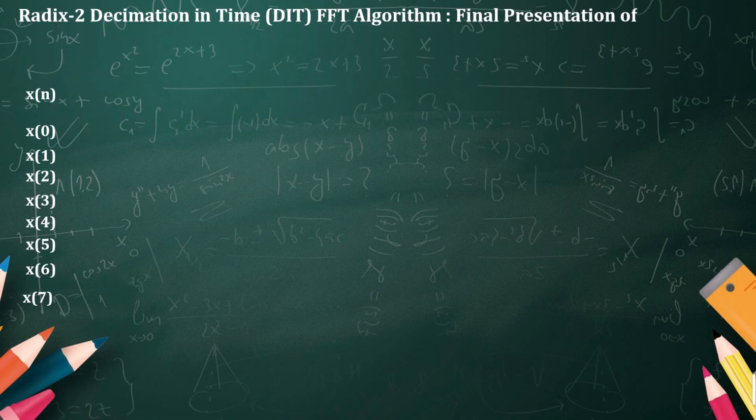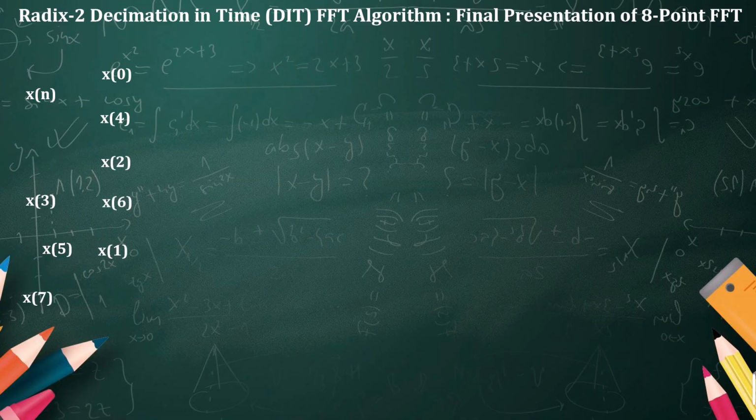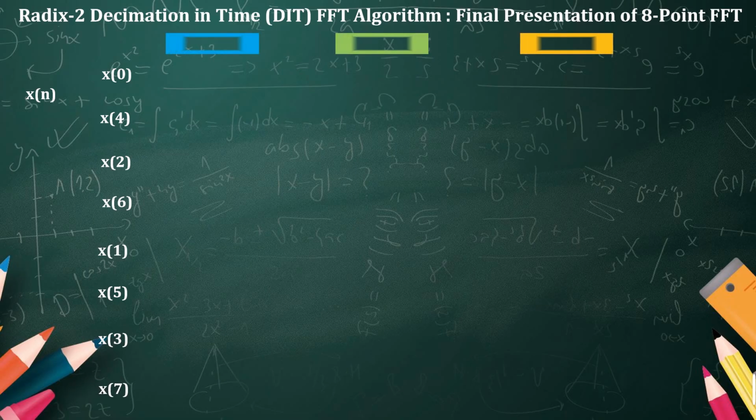Final representation of 8-point FFT. We take the 8-point sequence of xn, that is x0, x1, x2, x3, x4, x5, x6, and x7. According to the bit reversal method, the sequence is shown as x0, x4, x2, x6, x1, x5, x3, and x7. Here, n is equal to 8. Thus, there will be 3 stages.